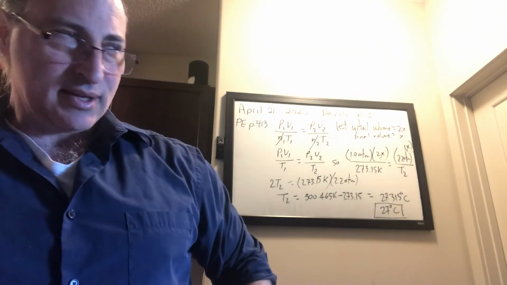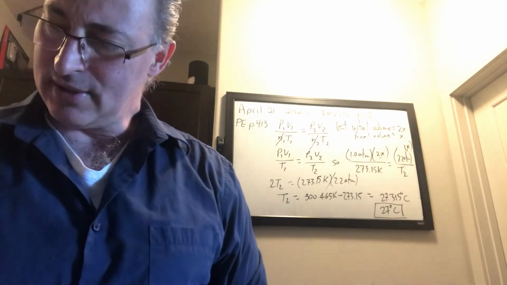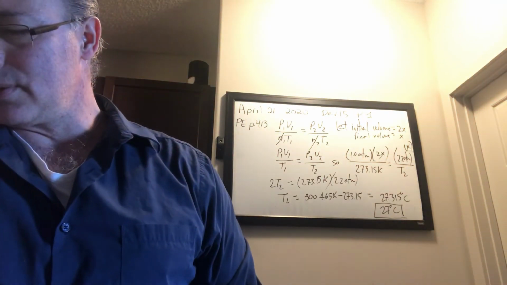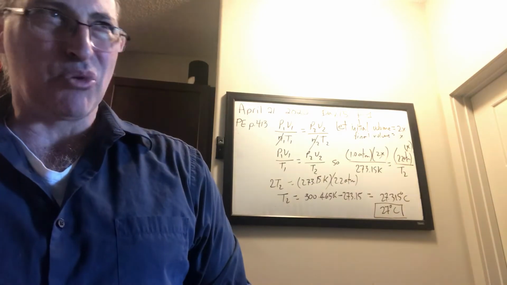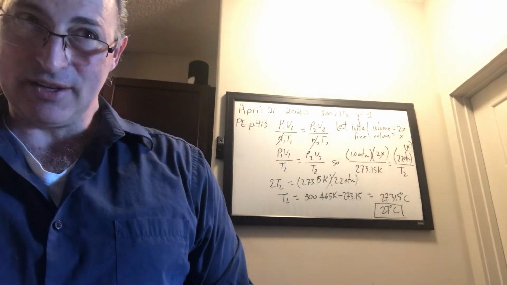So I was saying the density of air is 1/1000th the density of water. Typically the density of air is around 1.2 grams per liter of air.